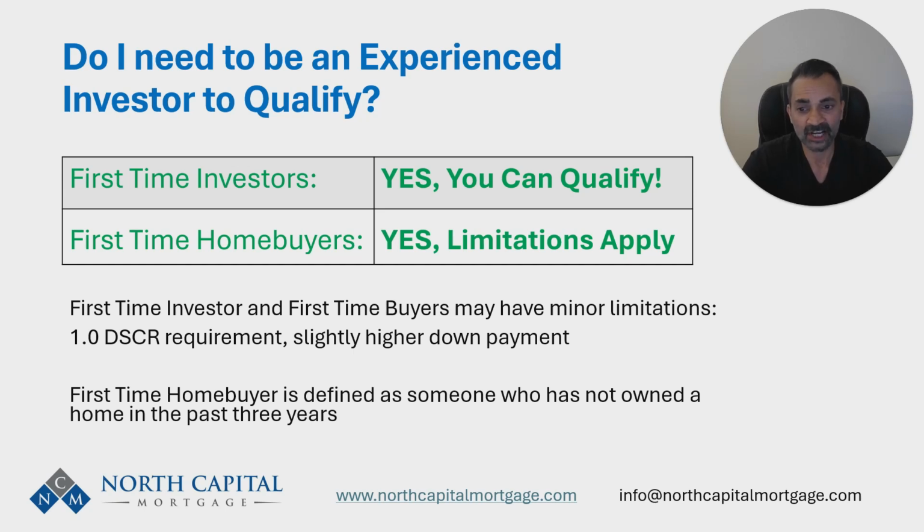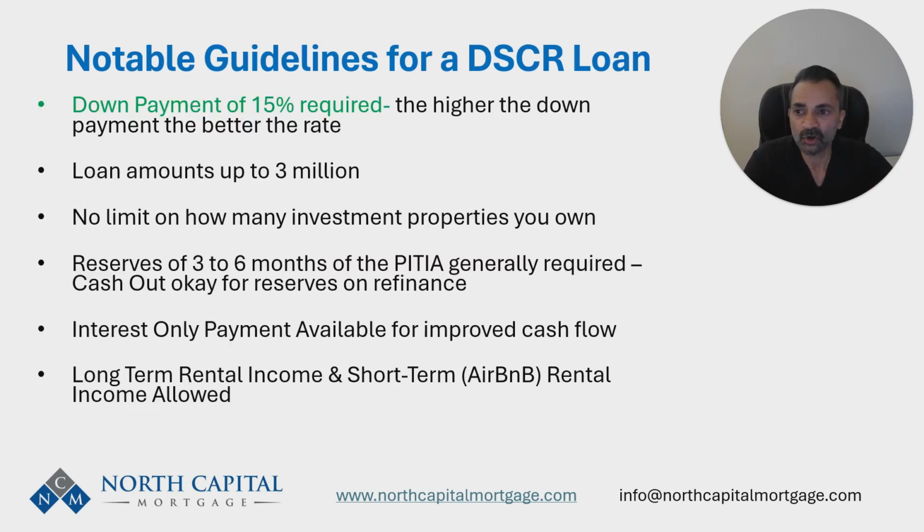First-time home buyers and first-time investors are going to be required to have a 1.0 DSCR ratio or higher, possibly a slightly higher down payment, and likely some additional reserve requirements. Some notable guidelines for a DSCR loan: down payment of 15% as a minimum is generally required. Loan amounts up to roughly $3 million are available. There's no limit on how many investment properties you can own.